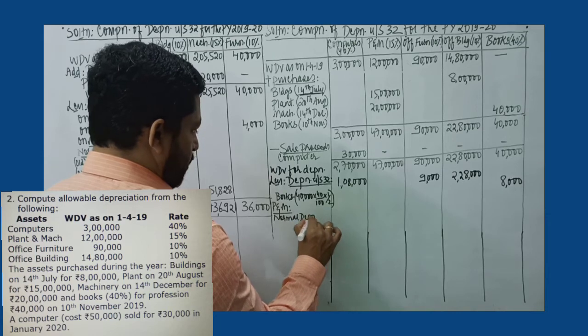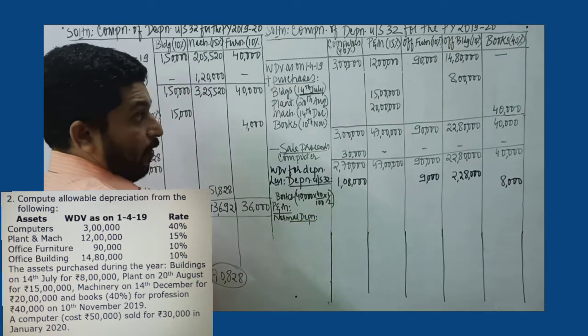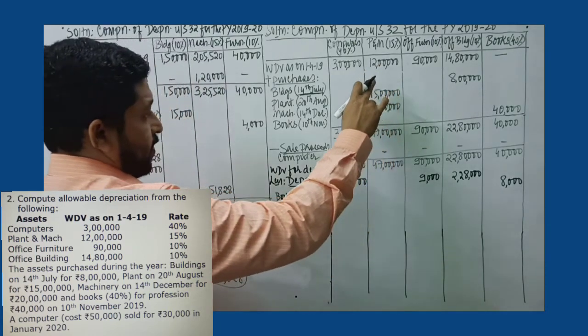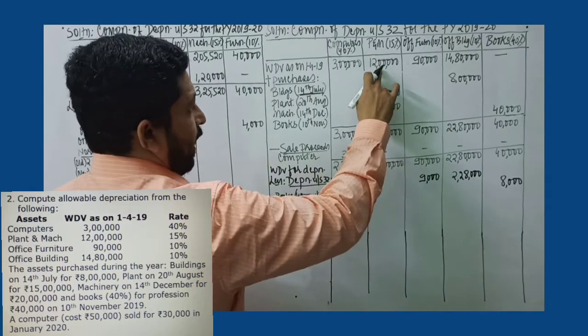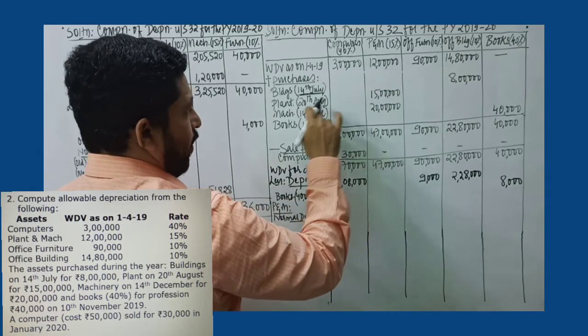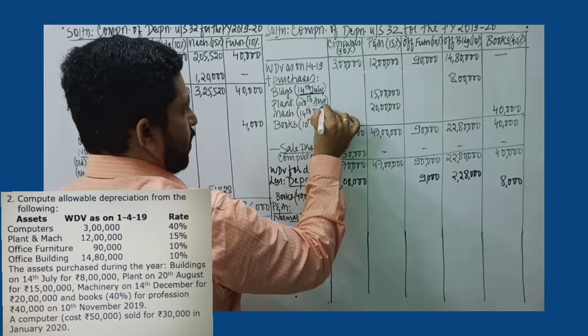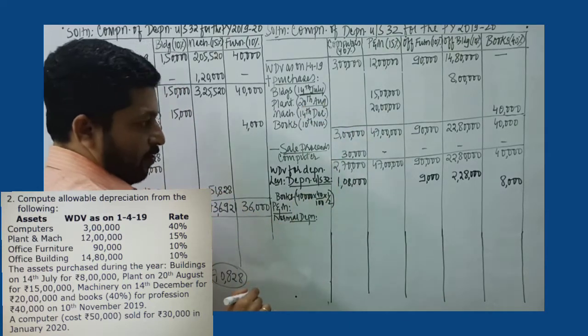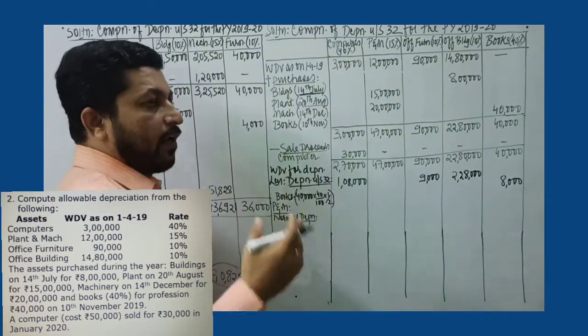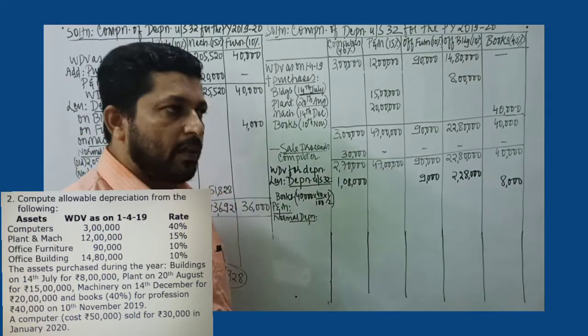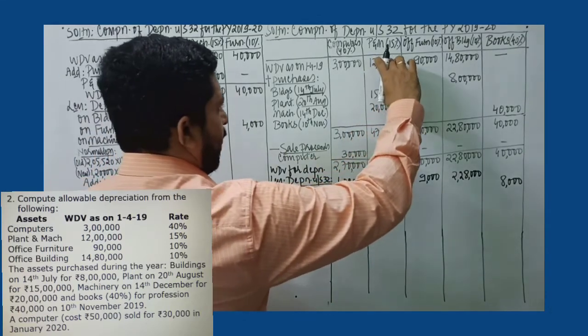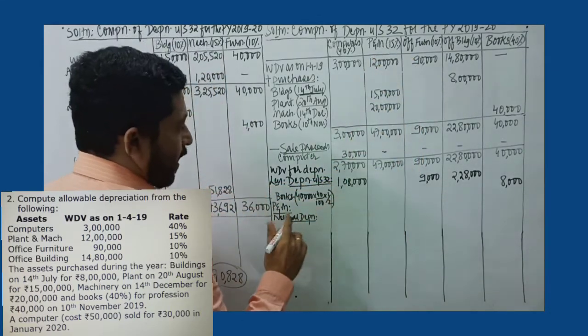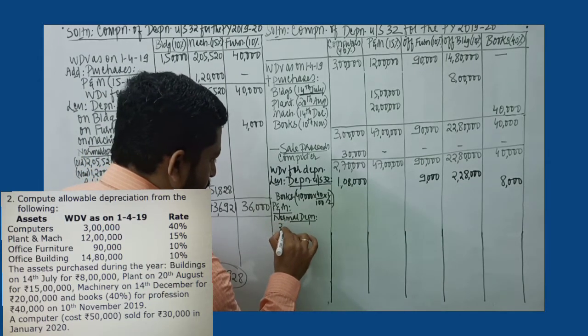Normal depreciation. Now as far as normal depreciation is concerned, on 12 lakh plus 15 lakh. This 15 lakh worth plant is purchased on 20th of August. So 20th of August till 31st of March is definitely more than 180 days. So I can combine this 27 lakh into 15%.